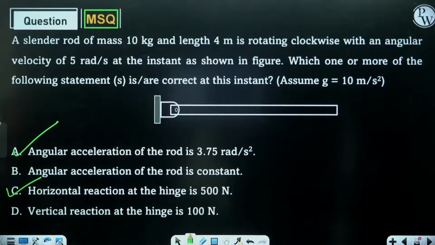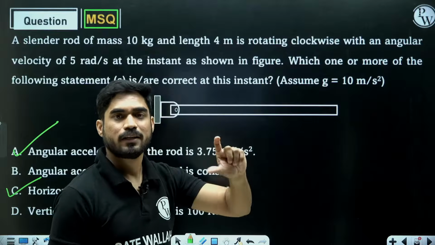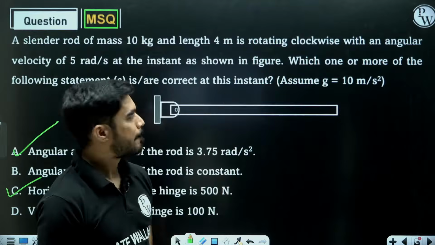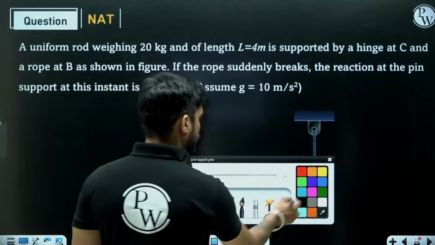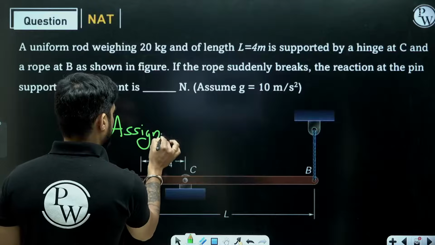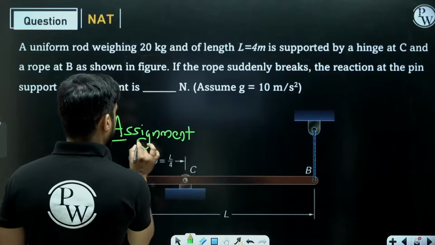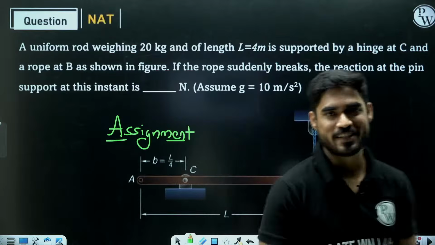Now these types of problems where there is a rod which is hinged at some point are a very common question. So this question is your assignment question. I want you to solve this question on your own. And in the next class, we will see some more problems using this D'Alembert's method.